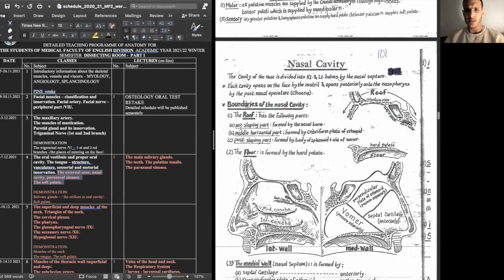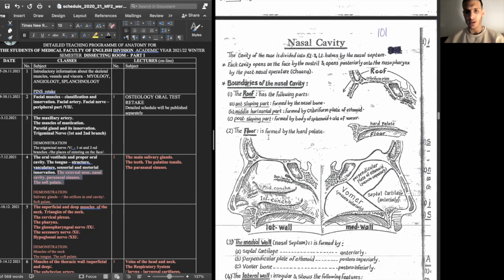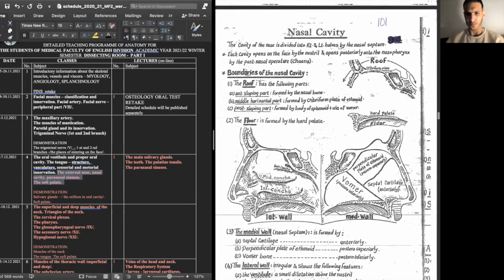Boundaries of the nasal cavity. The roof has the following parts: the anterior sloping part formed by the nasal bone; the middle horizontal part formed by the cribriform plate of the ethmoid, right here; and the posterior sloping part formed by the body of the sphenoid plus the ala of the vomer, right here. And the floor is formed by the hard palate, as we all know here.